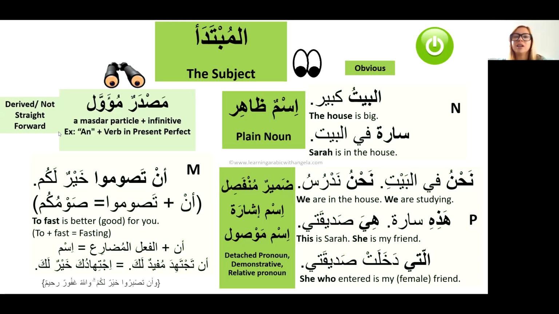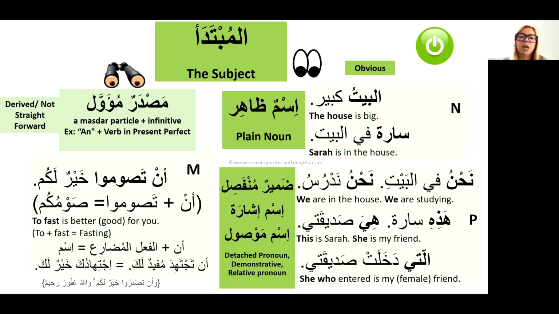So just examples of an obvious pronoun. And it could be as well what we call the derived, or something that is not straightforward, مصدر مؤول. So what is al-masdar al-mu'awwal? It's usually formed when you combine an plus the verb. Very well-known example, أن تصوموا خير لكم. To fast, or that you fast, is good for you. So you can always replace an and the present tense with the gerund, which is صيام or صوم. So صيامكم خير لكم. صومكم خير لكم. So always an plus the present tense verb, you can change it to the gerund. أن تجتهد مفيد لك. So to work hard is good for you or beneficial for you. We can replace it with اجتهاد, the gerund from verb اجتهد. So اجتهادك, your hard work, اجتهادك خير لك.